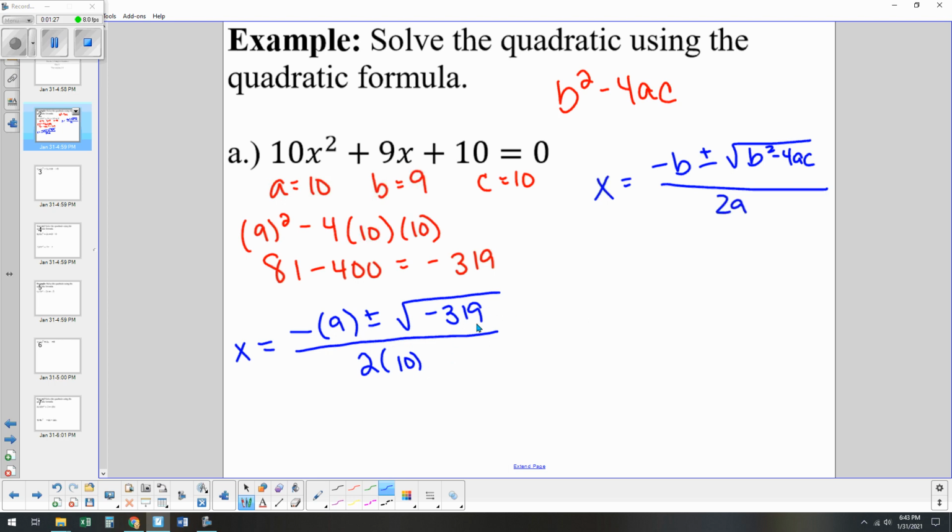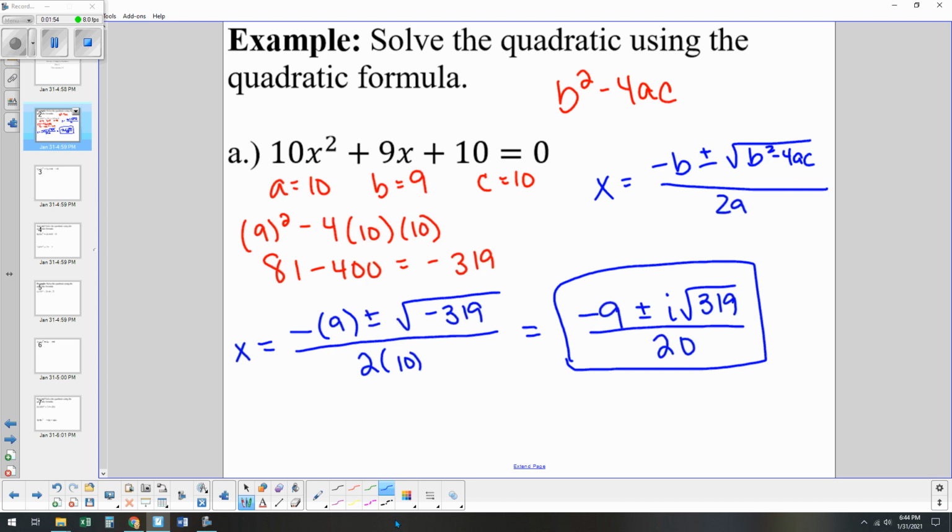So I'm always going to simplify this in some way because I'm not going to leave the negative under the square root. So 319 itself does not go any further, right? There's no number that goes into 319 that is a perfect square. So all I'm going to do is take out the negative as an i. So this is going to be negative 9 plus or minus i times the square root of 319 all over 2 times 10, which is 20. And that's my answer for this problem.